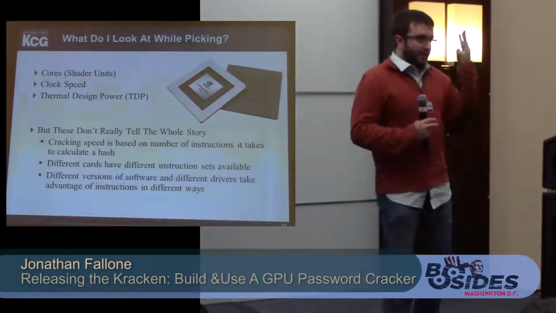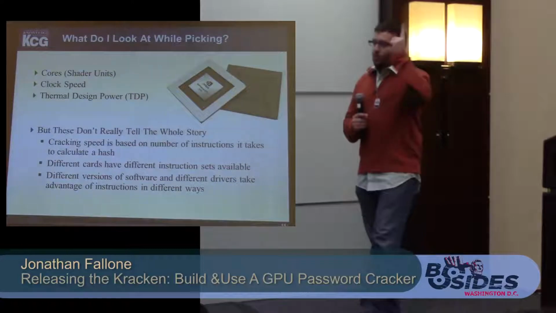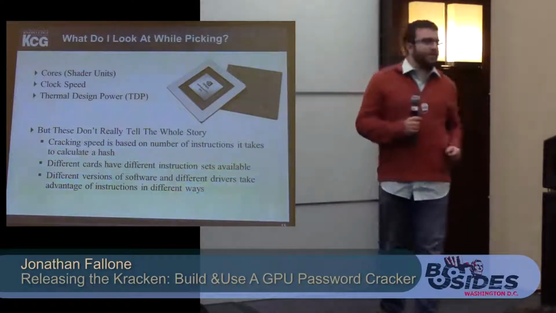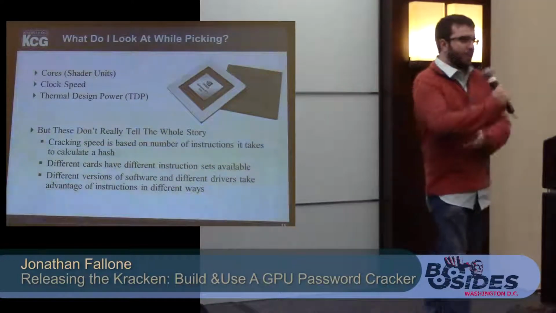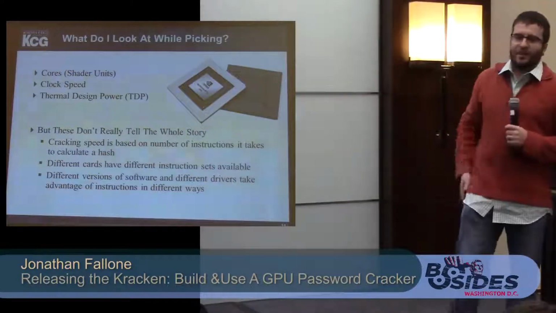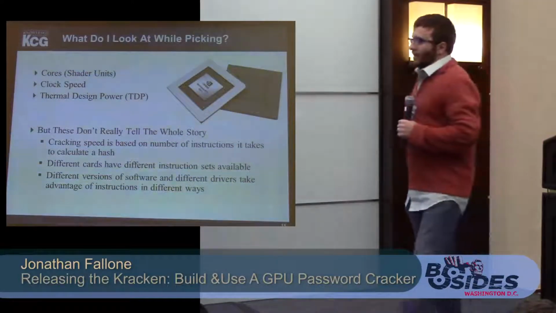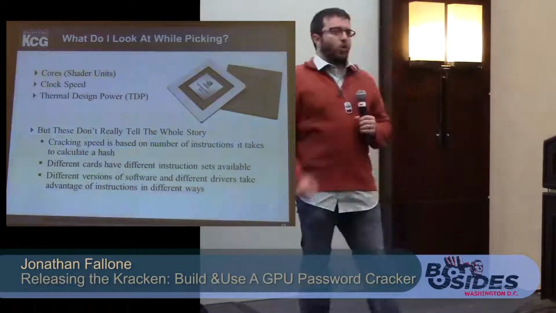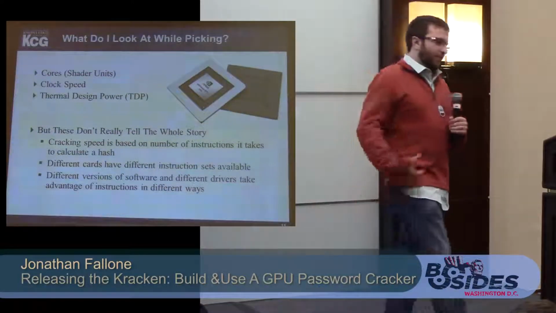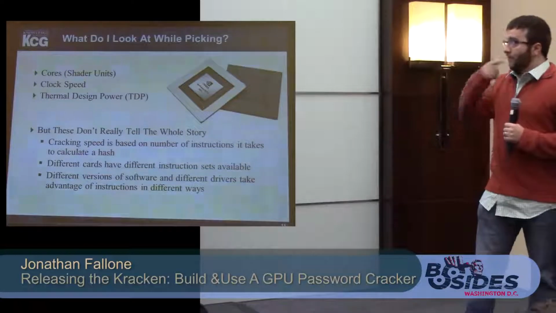There are three things that are important to a password cracker. One is the number of cores we have. This is also a lot of times called a shader unit. This is how many simultaneous calculations we can basically do at a time. Then there's your clock speed. How fast does each core run? How many instructions can we handle every second?